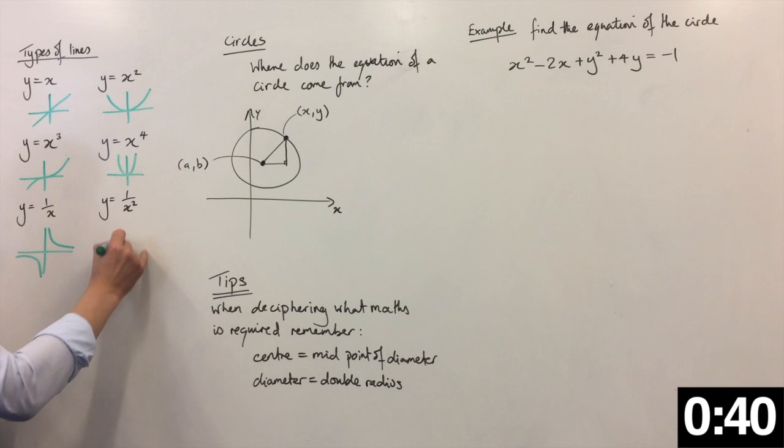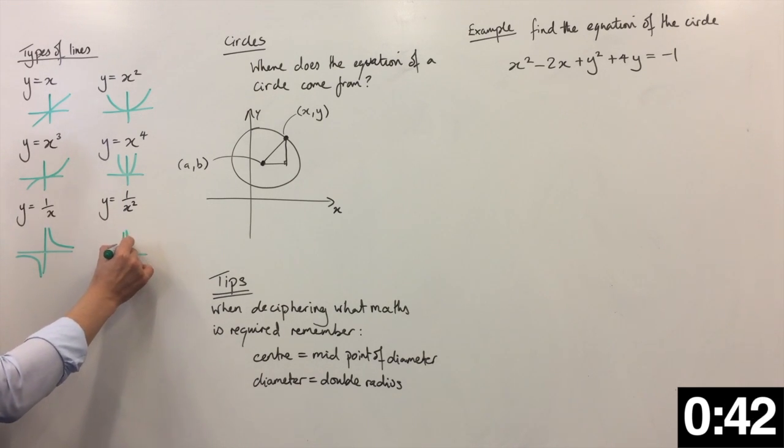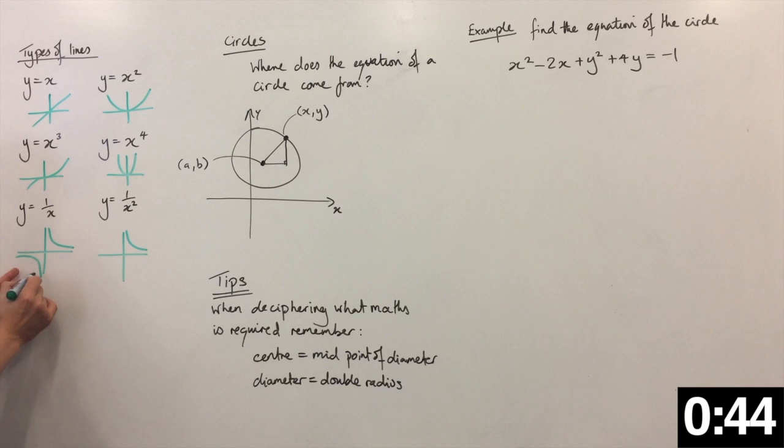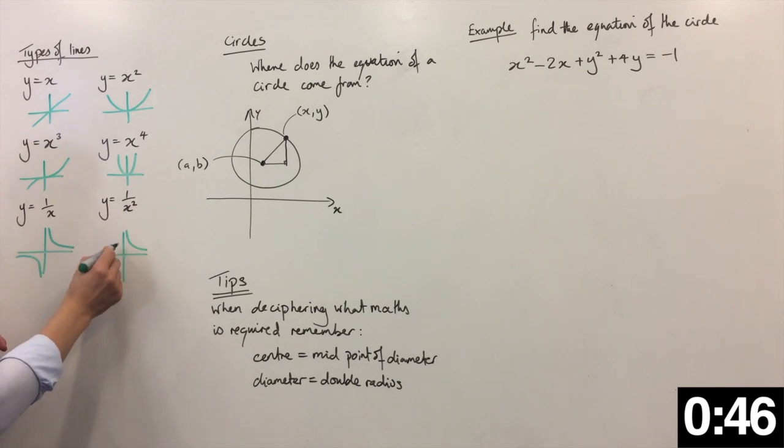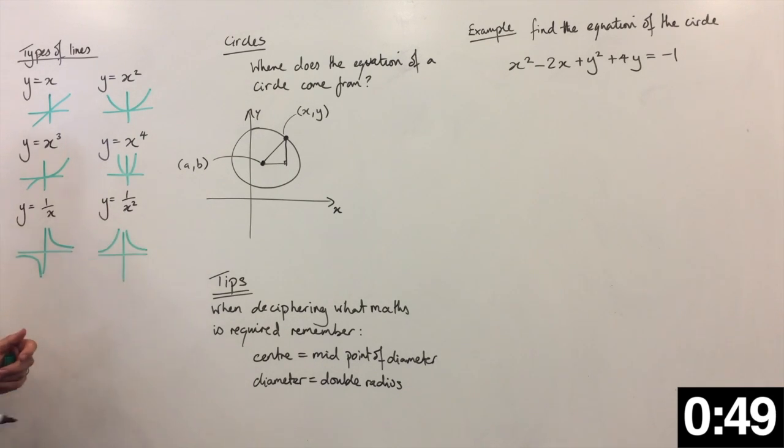And this one's very similar, however, notice the difference. On this side, it's exactly the same, but we don't have negatives because it's squared. So on this one, it's going to go up like that.